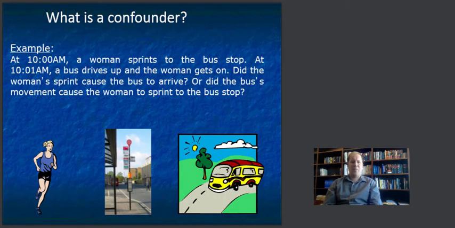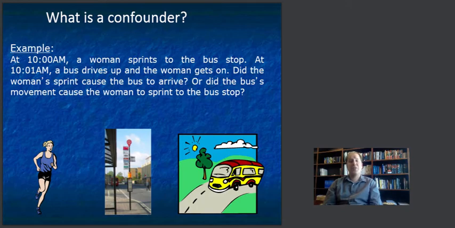Let's start with an example. At 10 a.m., a woman sprints to the bus stop. At 10:01 a.m., a bus drives up and the woman climbs aboard. Let's ask a causal question. Did the fact that the woman started sprinting cause the bus to arrive?